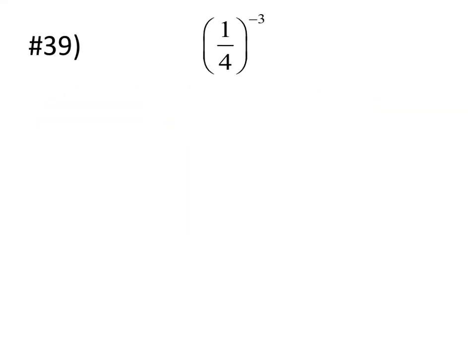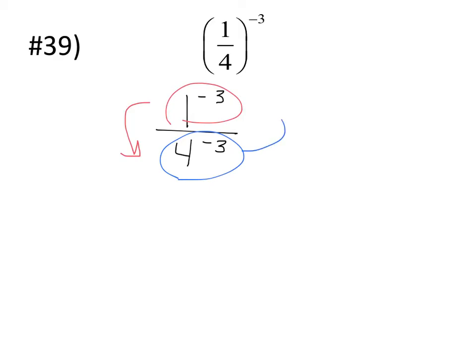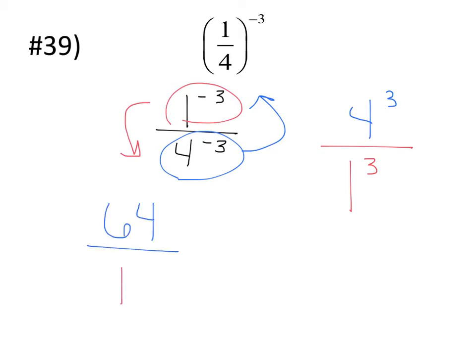Okay, so like I said before, if you're taking a fraction to an exponent, that exponent just goes to both the numerator and denominator. So you have 1 to the negative 3 power over 4 to the negative 3 power. So negative exponent in the numerator, drop it like it's hot. Negative exponent denominator, raise it to the top. So it becomes 1 cubed in the denominator and 4 cubed in the numerator. 4 cubed is 64, and 1 cubed is 1, so your answer is just 64.